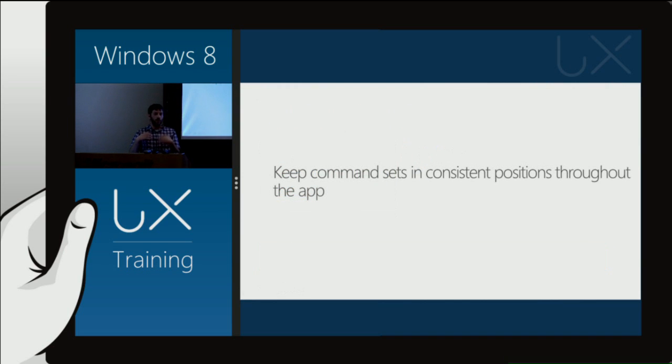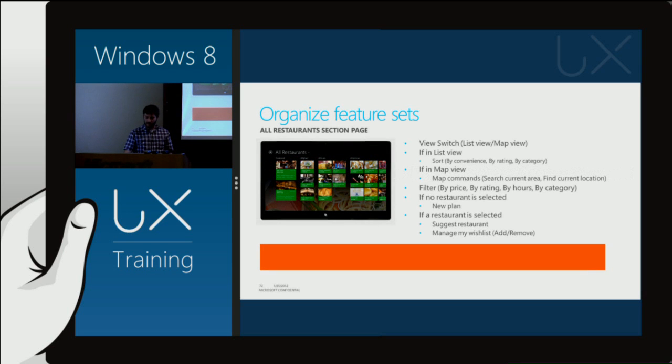So now we've laid out one app bar, and we have one rule that you need to remember. Keep commands in a consistent position throughout the app. So when I'm looking at the feature set for the All Restaurants page, I can immediately put new plan there because it already has a home, never going to move it. Users can now predict exactly where that command is going to be. And so when you're designing your app bars, pay attention to commands that have already been placed in other views and make sure that it always ends up in the same spot.